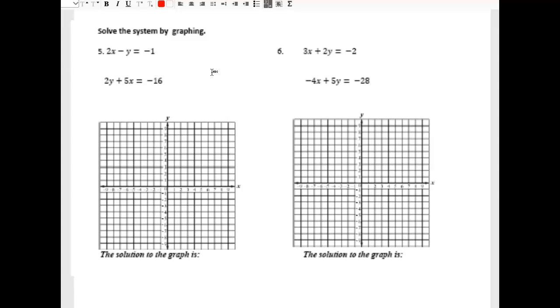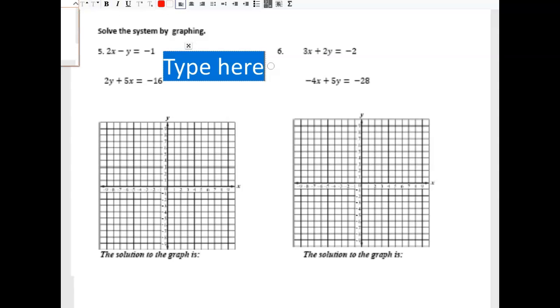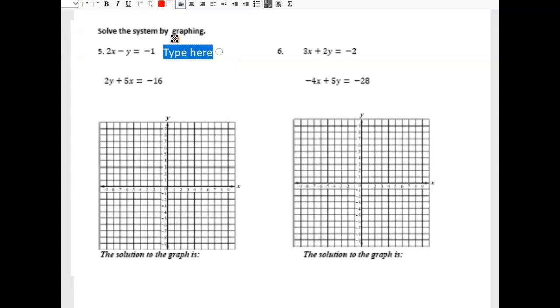So here in example number 1, I have 2x minus y equals negative 1. As I previously suggested, I think it is simplest to rewrite that in y equals mx plus b form. So I'm going to subtract 2x and then divide by negative 1. So negative 2x divided by negative 1 gives a positive 2x, and negative 1 divided by negative 1 gives a positive 1. So I have y equals 2x plus 1.